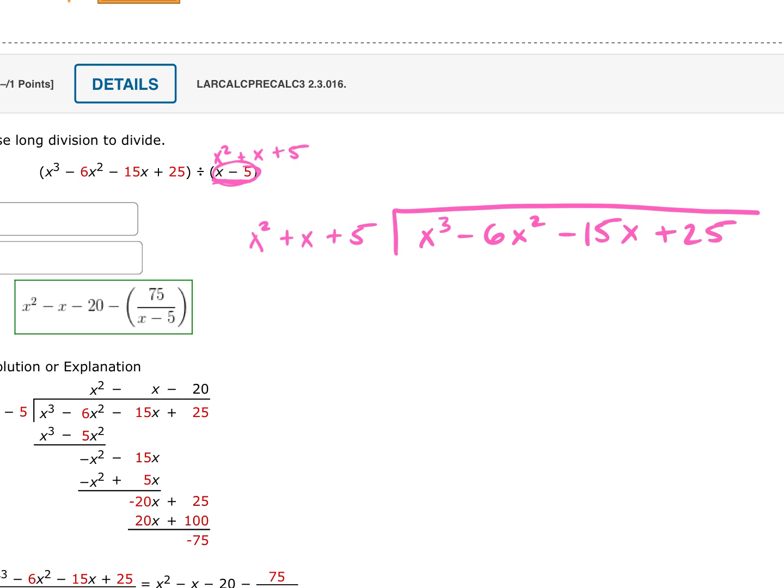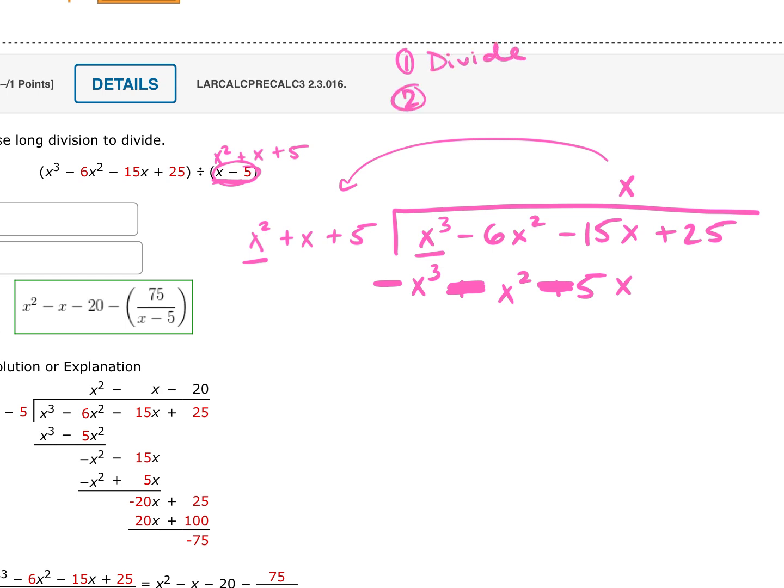So for long division, we start by dividing. x cubed divided by x squared would be x. Then we multiply. So x times everything out front, we get x cubed plus x squared plus 5x. Change the signs and combine. So our 3 steps for long division are: 1, divide; 2, multiply; and 3, change the signs and combine.